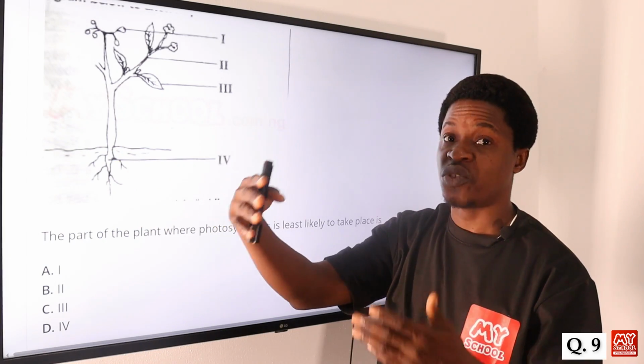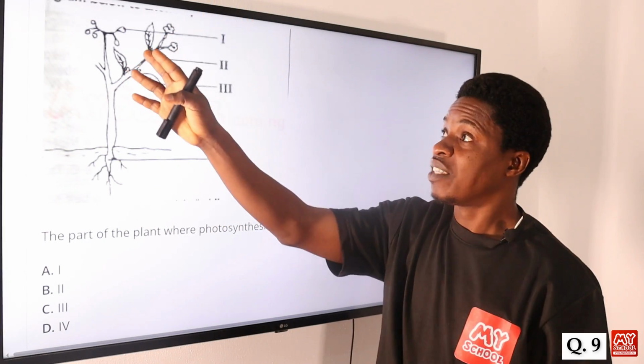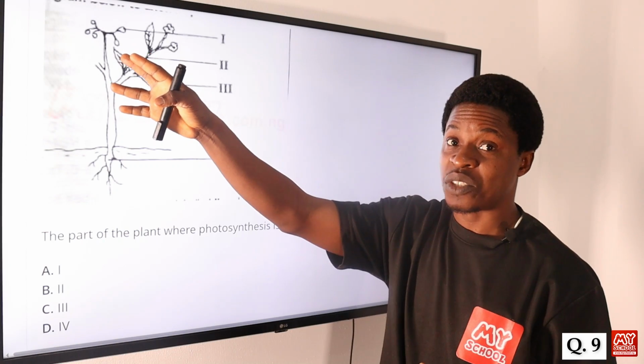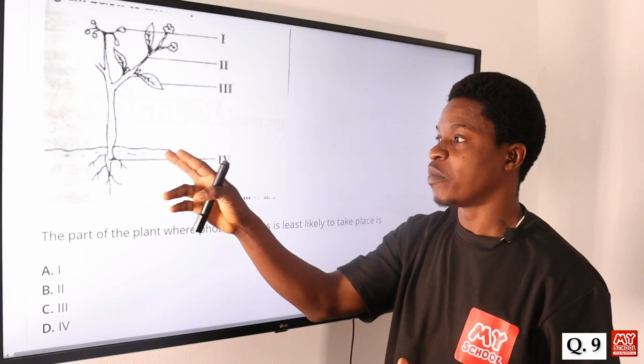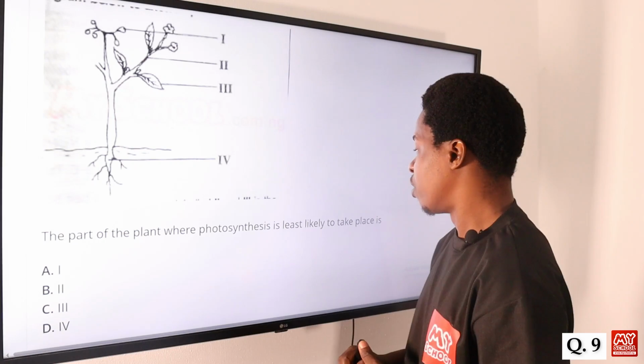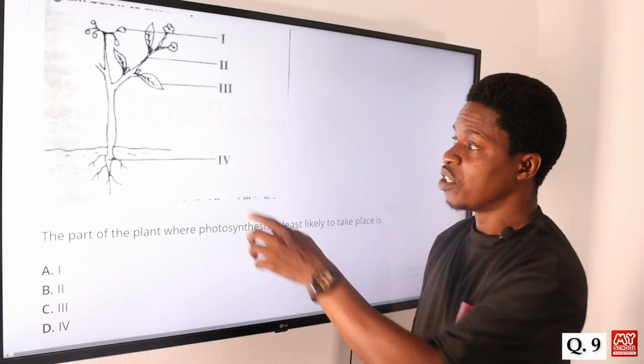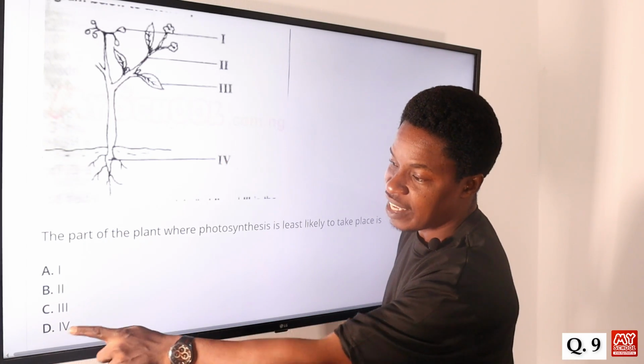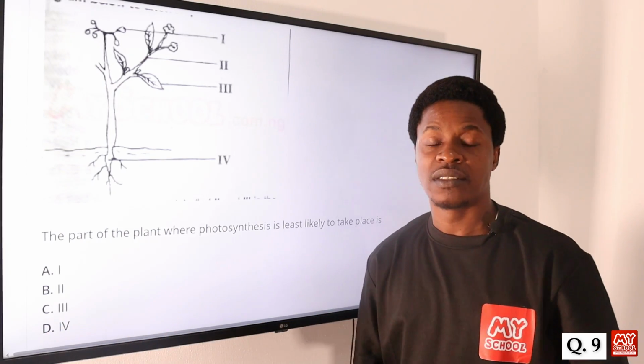And when we talk about CO2, the air can get in contact with the other parts first before this one. So this happens to be the part where photosynthesis is least likely to take place. So the correct answer here is option D.